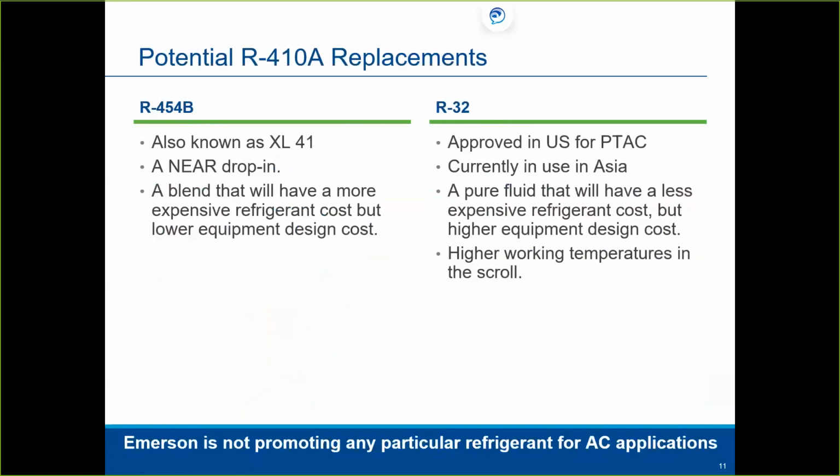From what I understand from talking to Daikin people and the people that carry Daikin products around the nation, it sounds like for sure they're going to keep R32 in their mini splits. I'm not sure about their unit systems yet, or their split systems and residential like commercial. That's still up in the air. I don't think they know for sure. Like I said, it's approved in the U.S. for PTAC units already. It is in window units and PTAC units, currently used in Asia significantly. And again, it's a pure fluid that has a less expensive refrigerant cost, okay?